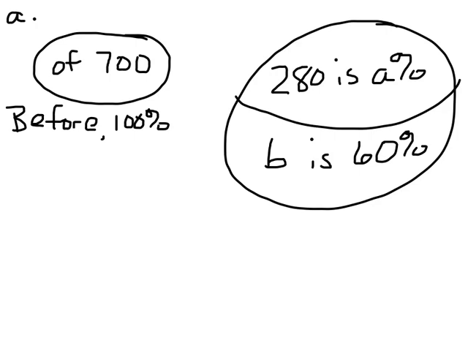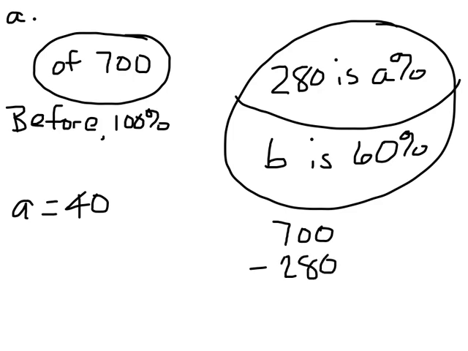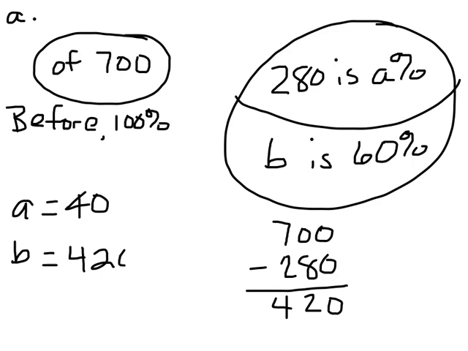Alright, let's do the percentages first. If B is 60%, then the A percent has to be 40. And if 100% is 700, and 40% of that is 280, then 60% would have to be 420. So B is equal to 420.